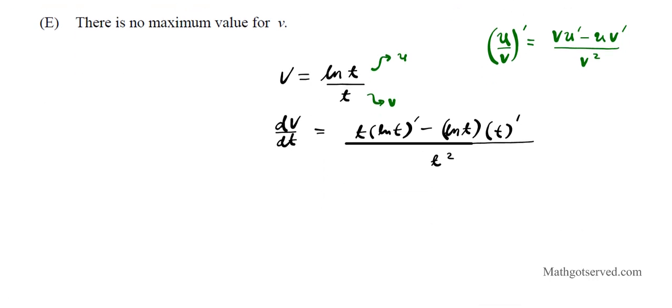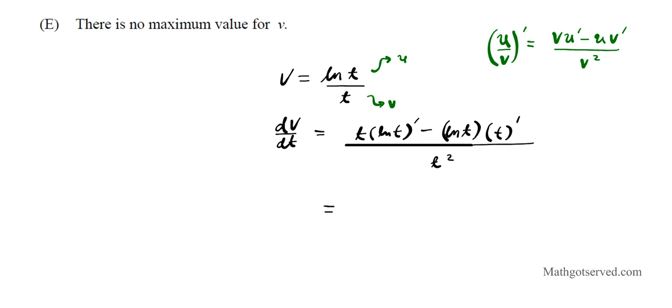Remember your formula for the differentiation of logarithmic functions. Let's put it on the side. d/dx of the natural logarithm of x is 1 over x. So you need to know that. Let's go ahead and apply that here. We're going to have t times the derivative of ln t, which is 1 over t, minus ln t times the derivative of t, using the power rule, which is just 1, all over t squared.